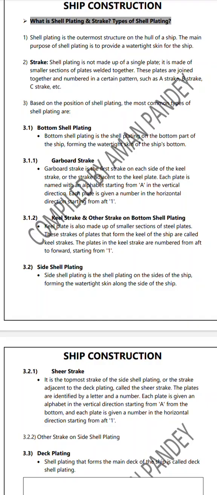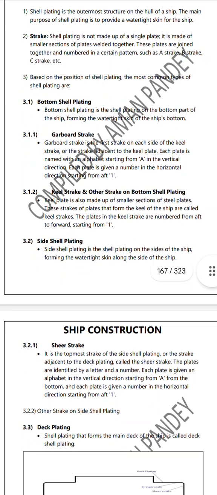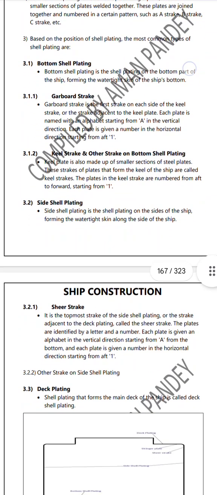The garboard strake, which is adjacent to the keel plate, is named with an alphabet, starting from A in the vertical direction, and each plate is given a number in the horizontal direction. Plates are numbered from aft to forward, starting from 1. The keel plate is also made of smaller sections of steel plates. The strakes of plate that form the keel of the vessel are called keel strakes.